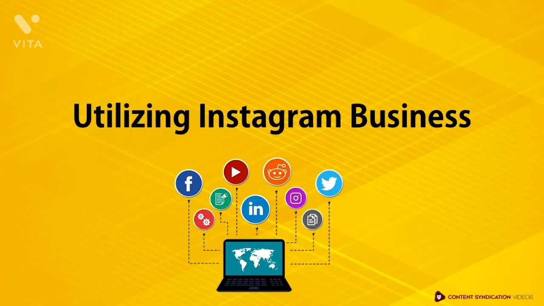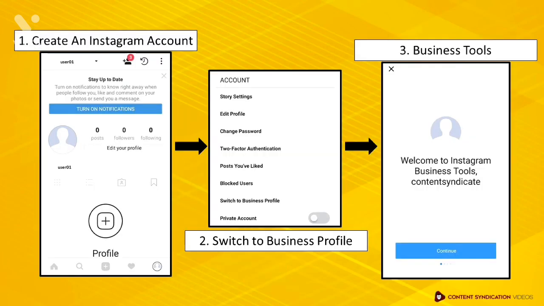So once you've created an Instagram account, head to your profile and click the three-dotted line on the top right of your screen. Scroll down until you find the Switch to Business Profile option. When you do, you'll be introduced to your business tools.